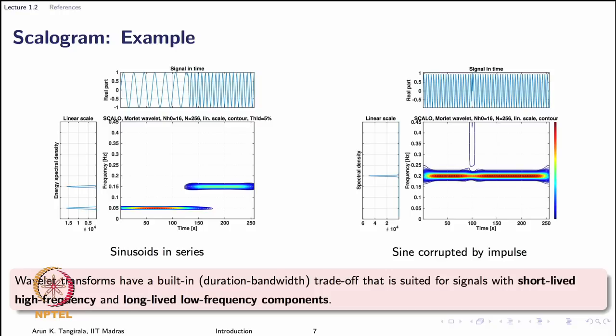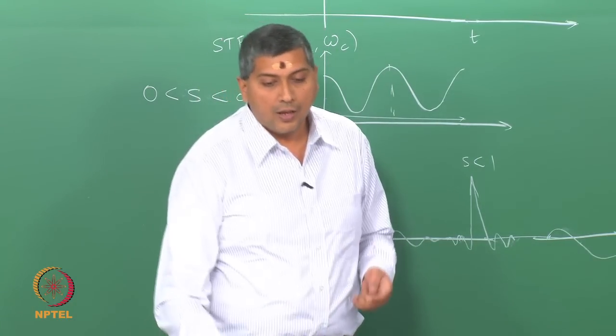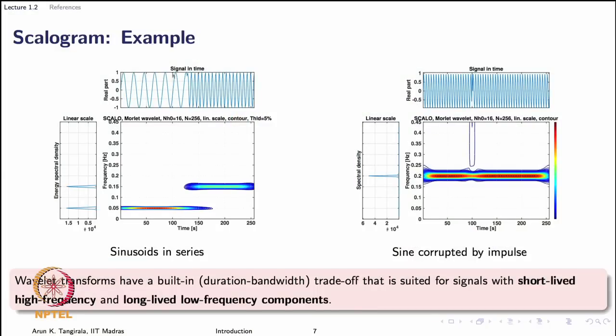So let us look at an example of a scalogram. This is analogous to spectrogram and spectrum and so on, where we compute the transform and take the magnitude square. So the scalogram is also obtained by first computing the wavelet transform and then taking the squared magnitude. The example signals that we have taken are the same that we have taken before in the case of Fourier transforms and short time Fourier transform. In example 1 here, I have a signal which has a fixed low frequency in the beginning for a while and then high frequency later on, and the scalogram is able to correctly pick those features, and what you observe in the scalogram is consistent with what we discussed just now.